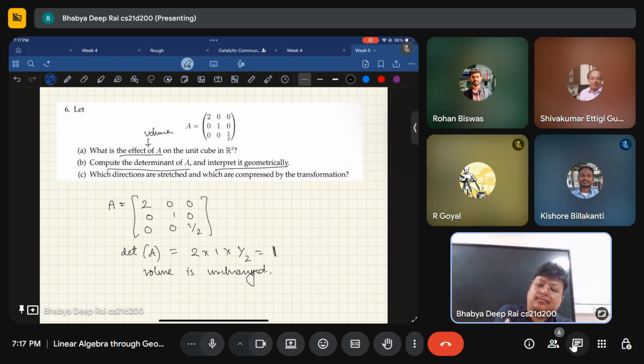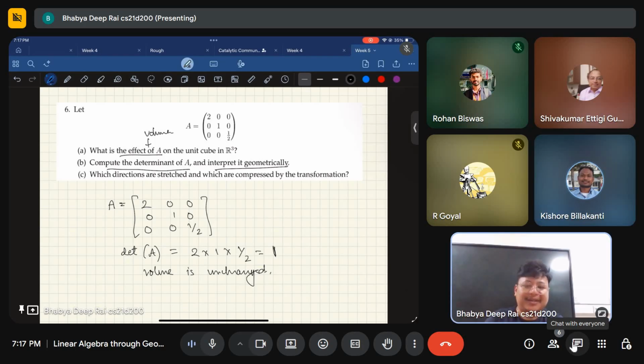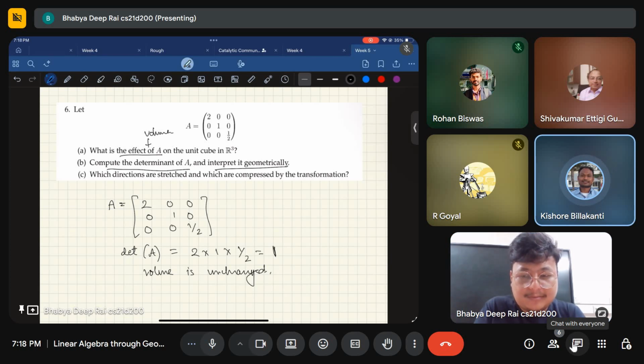So may I or someone else wanna try? Yeah, Kishore. What I think is probably the x-axis would be extended, and then if you take the z-axis, it will be compressed. Then the y-axis remains the same. Can you give an explanation? I can give a vague explanation, not fully. So comparing the diagonal, one is the standard we can take, and then more than one will be extended, less than one will be compressed. Yeah, right.